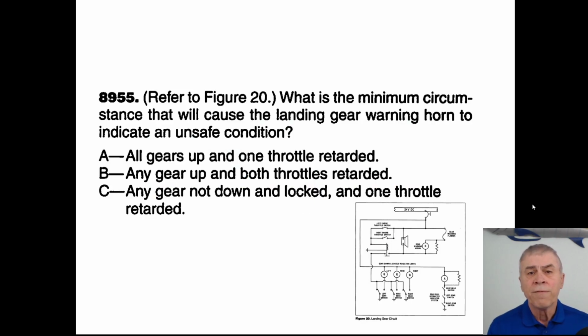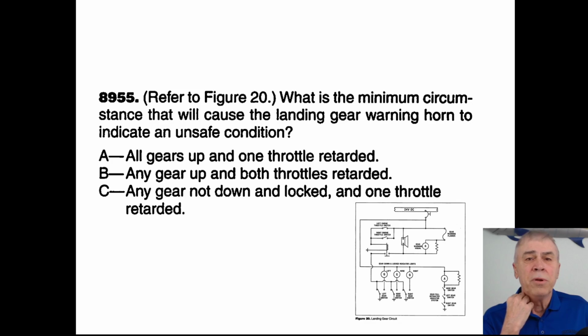All right, here's one of the figures. What is the minimum circumstances that will cause the landing gear warning horn to indicate an unsafe condition? Now this one here, you don't even really need to work through the diagram. You can just know it from the last question. All gears up and one throttle retarded? That's possible.